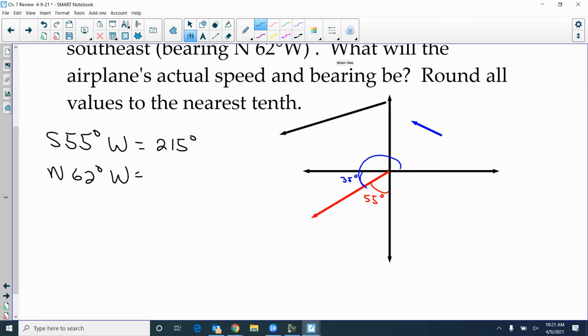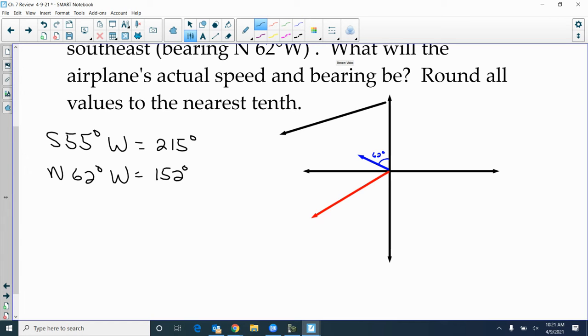All right, so that is for the plane. Now we've got the wind. Here's the wind coming into play. Its bearing is north 62 degrees west, which means that angle is 62 degrees. What is the direction, Cooper, of that vector? 152. 152.